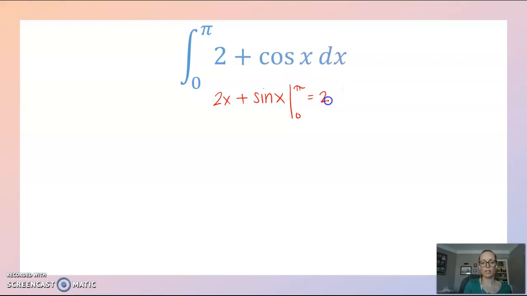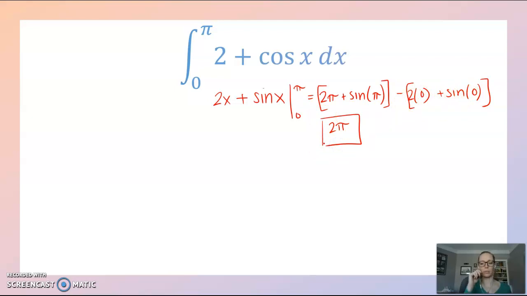And so I start by plugging in pi for x, so I get 2 pi plus sine of pi. And then I evaluate it at 0, so minus 2 times 0 plus sine of 0. So here I've got 2 pi, and sine of pi, if you look at the unit circle, is equal to 0, so that just comes out to 2 pi. And then over here, sine of 0 is also equal to 0. So I'm just subtracting 0 there, so I get 2 pi.